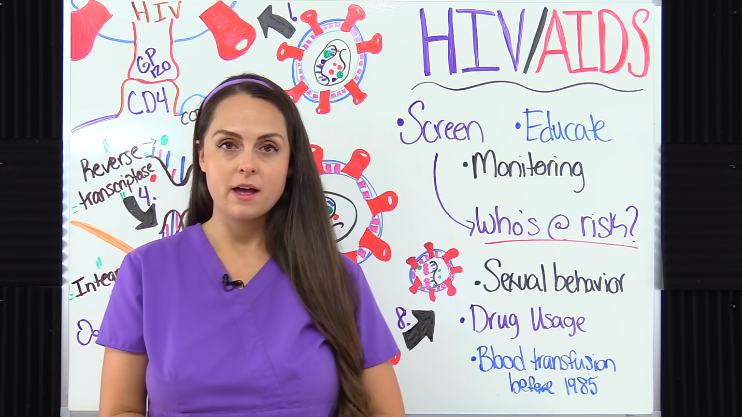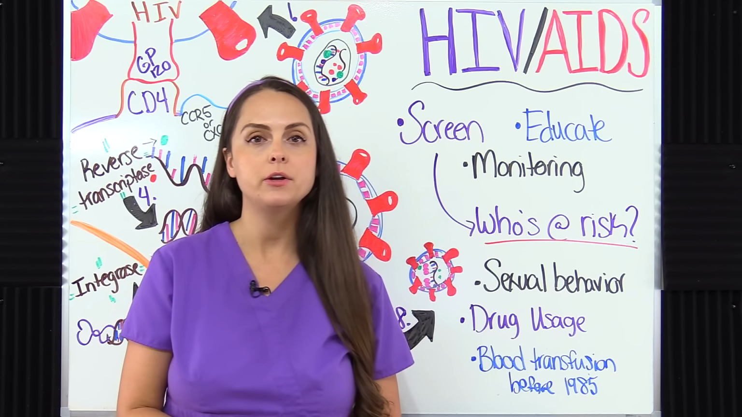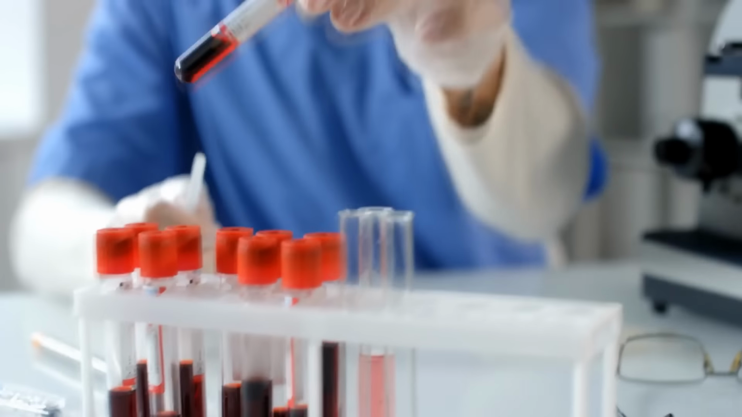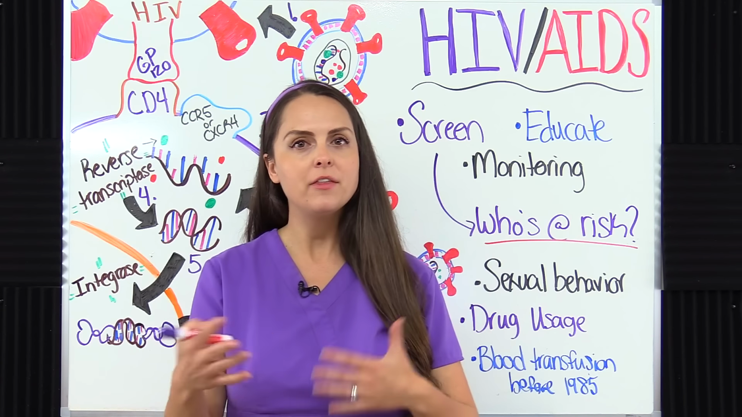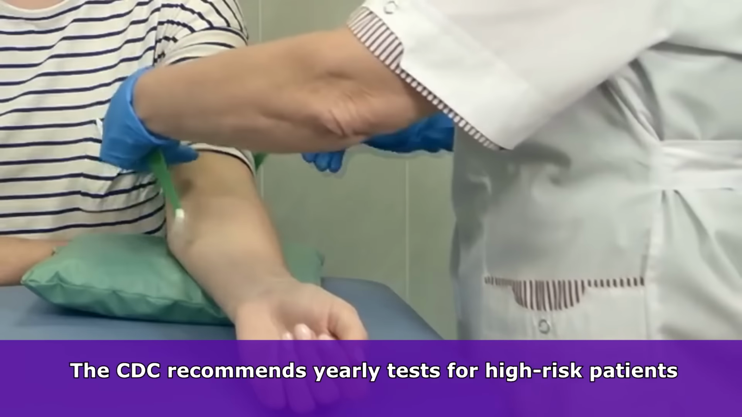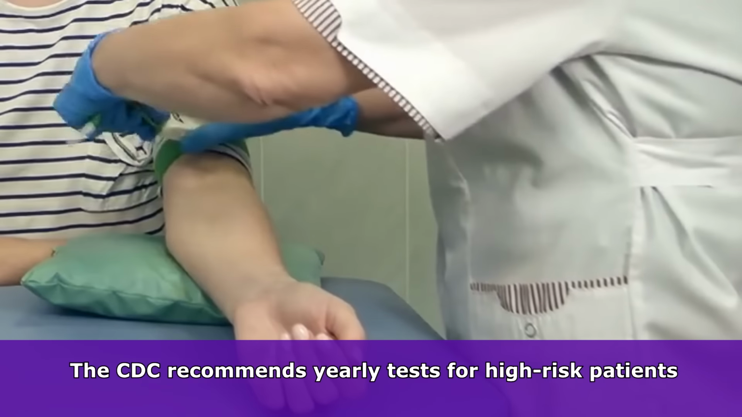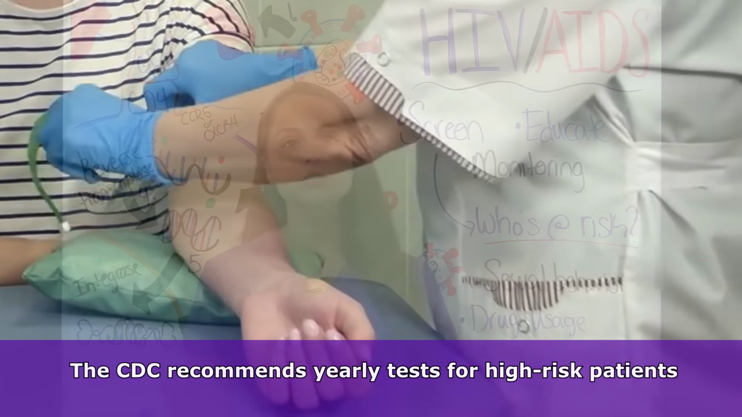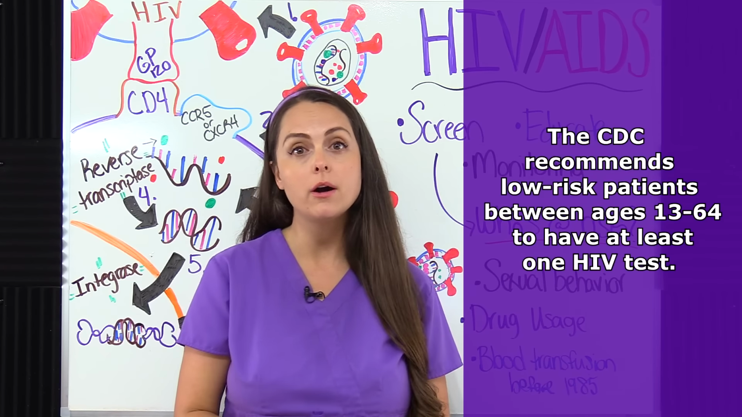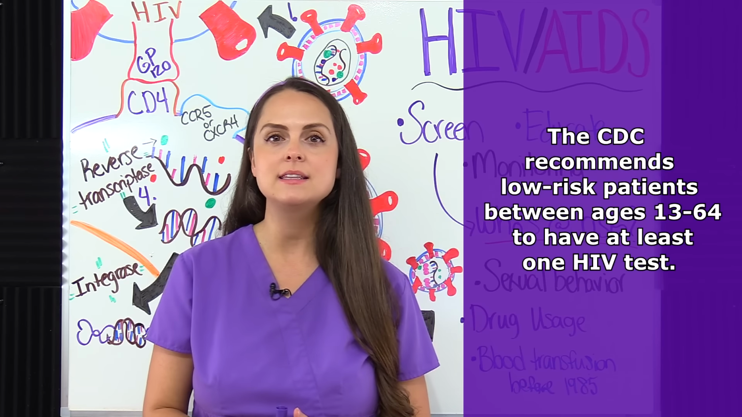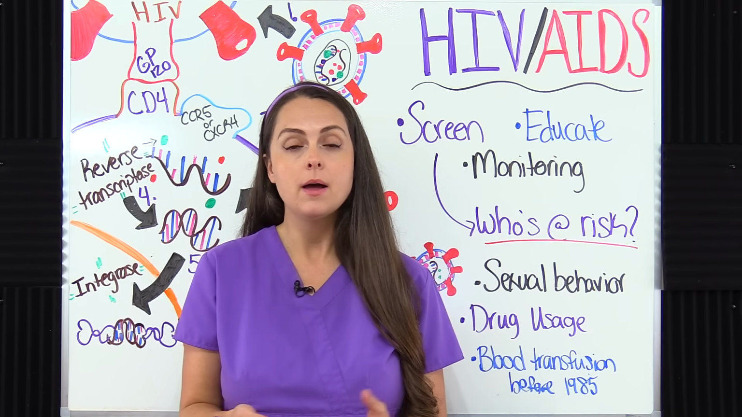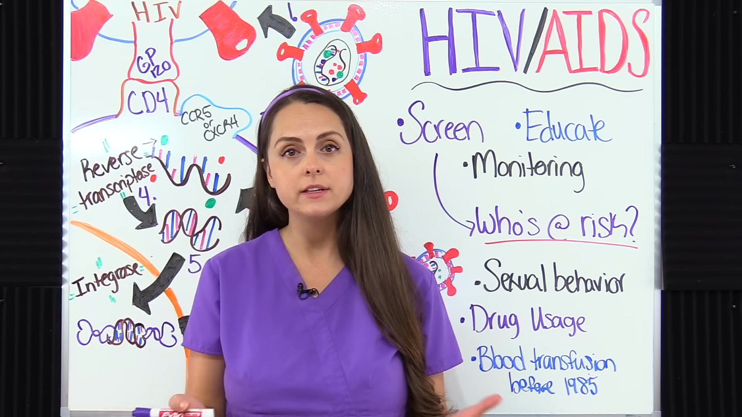Now let's say you do identify a patient who's at risk for HIV. Well, you want to let the physician know, who will order HIV testing, and we will test the patient for HIV. You'll want to explain to the patient about the test, about the whole window period, etc. Now, the CDC recommends patients who are at high risk have yearly testing for HIV. Now, for patients who, let's say, aren't necessarily at risk, but are between the ages of 13 to 64, regardless of their risk factors, the CDC recommends that they at least be tested once during a routine health visit for HIV, because some people may have HIV and not know it and unknowingly spread it to others.